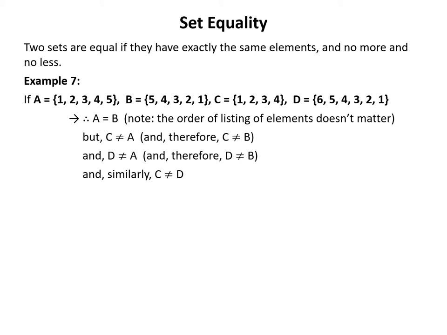Since set C is not equal to set A, therefore set C is not equal to set B because A and B are equal sets. And similarly, D is not equal to A because D has the element 6 that is missing from A. And again, by similar logic, D would not equal B because A and B are equal sets. And similarly, C is not equal to D, in particular because there are two values in D, 5 and 6, that are not included in C.